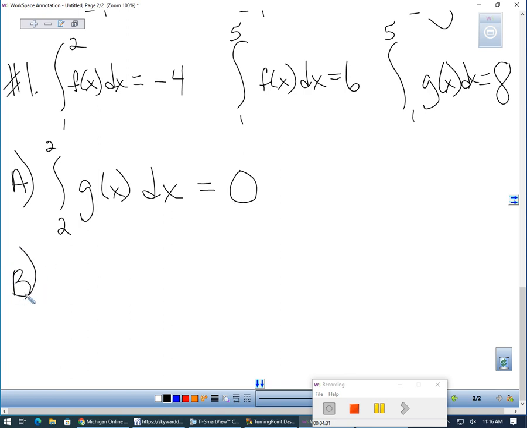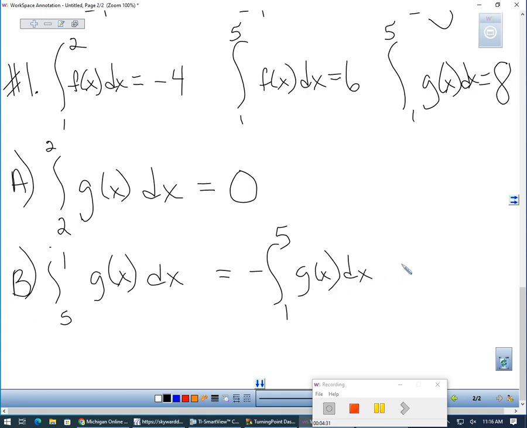Part B. For part B, we go from the integral from 5 to 1, oh, that's 5, a positive one, by the way. It helps if I can read correctly. Sorry. That goes from 5 to 1 of g of x dx. So what's the first thing you have to do in order to get the bounds in the right spot? Got to make a negative and flip it, right? So it goes from 1 to 5 of g of x dx. Negative 8 is the correct answer.